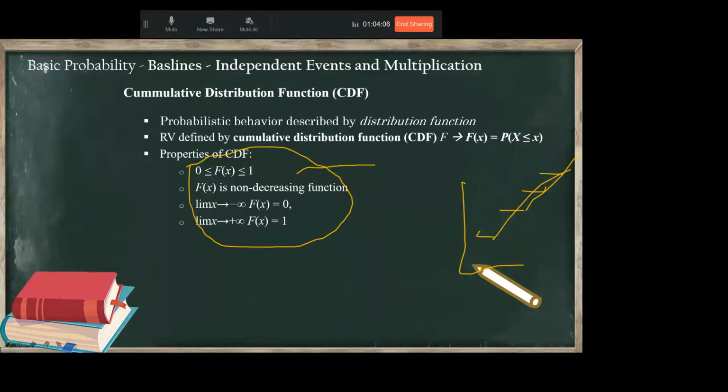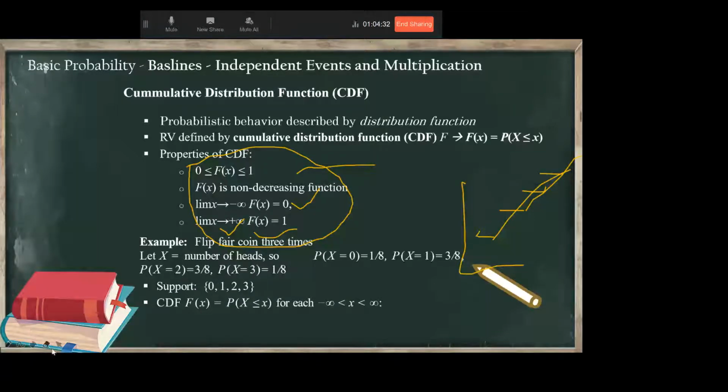What does that mean, non-decreasing function? It means that as x tends to infinity, the probability function tends to 1, and as x tends to negative infinity, it tends to 0. We will see with an example. So these are the properties you should learn.